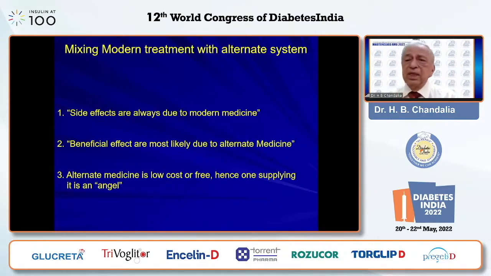So it's very important to see this. If you allow them simultaneously, all the good effects that will accrue, even glycemic control, they will attribute to the herbal drug and not to your drug. If there are any side effects, it will be at your door. Your medicine will be blamed for the side effect. So be prepared for that.